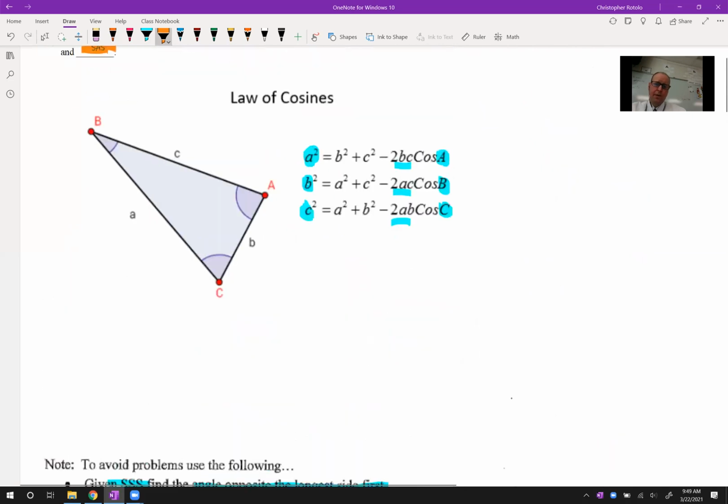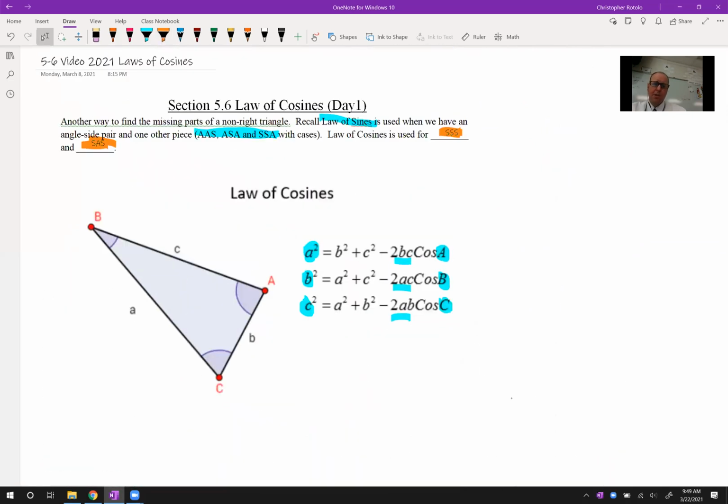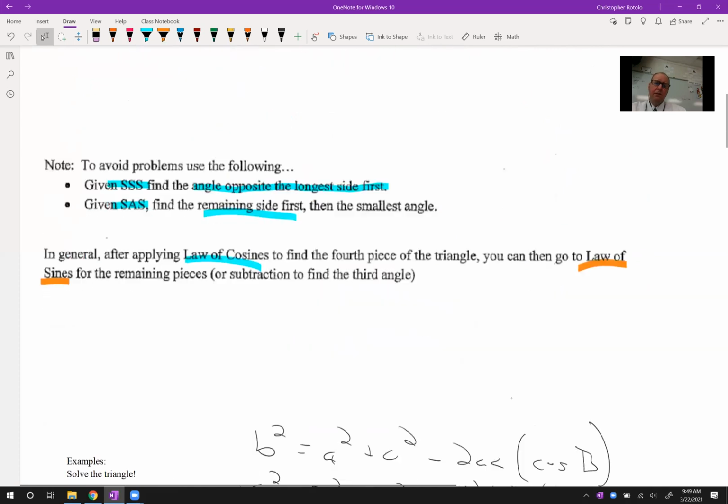Essentially, if you can't use the law of sines, that means we're going to start with law of cosines. And the big key here is only use it once. Be intentional about what you solve for. That way we can move right over to the law of sines because it goes a little bit faster.